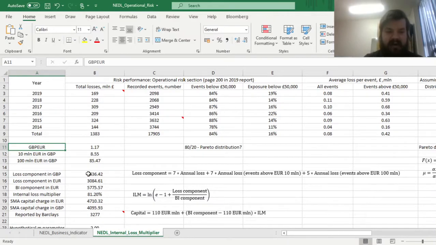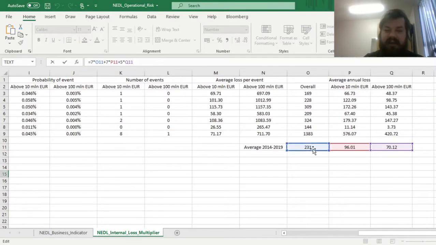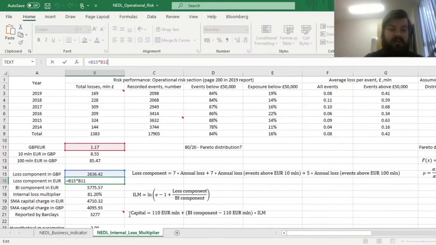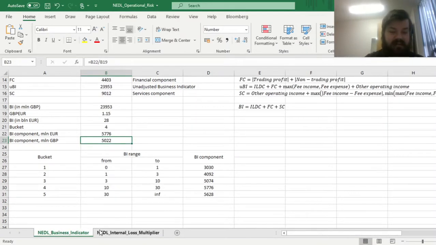We can finally calculate the loss component in pounds: 7 times average annual loss in total, 7 times average annual loss generated by events over 10 million euros in exposure, and plus 5 times average annual loss taking into account only the events over 100 million euros in exposure. Then we convert it into euros using the same exchange rate. Then we refer to our business indicator component in euros from this spreadsheet.